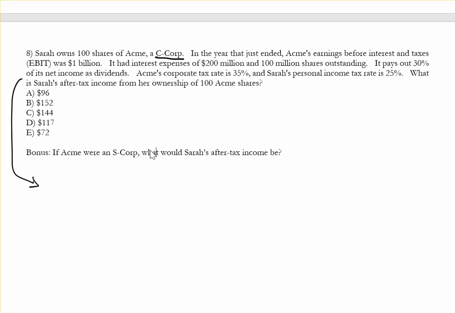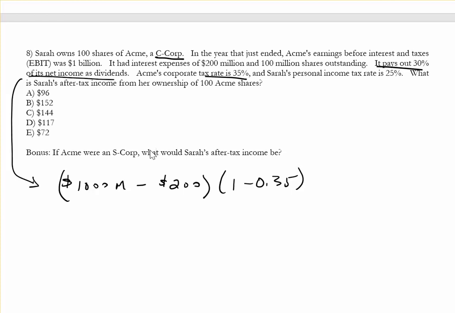We have EBIT, and they have an interest expense. We have to subtract the interest expense before we can calculate taxes. So there'll be an $800 million of earnings before taxes, and then 35% will be taxed, so 65% will be left over. And then it tells us that they pay out 30% as dividends, so now I'm up to the dividends that are paid out to all shareholders. The shareholders will pay a tax rate of 25%, and 75% will be left over.